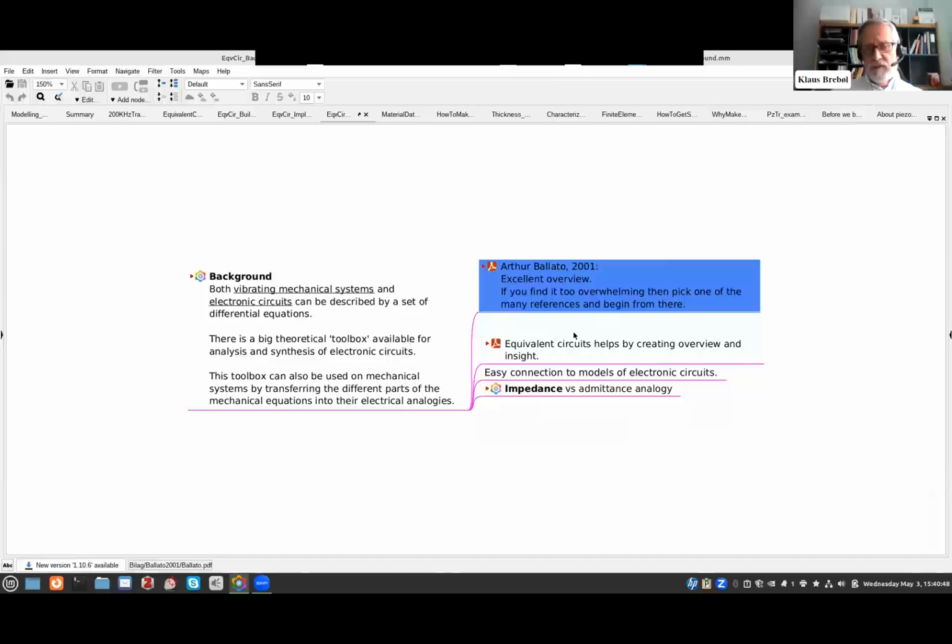And therefore it's worthwhile to use them. Apart from this, that they can be used to clarify certain things, they also facilitate the connection of your device to whatever electronic circuit that you plan to use, and you can model everything in, for instance, a SPICE simulator.